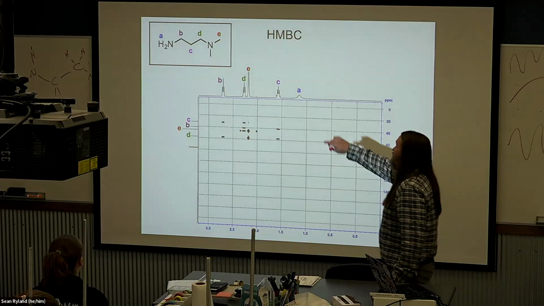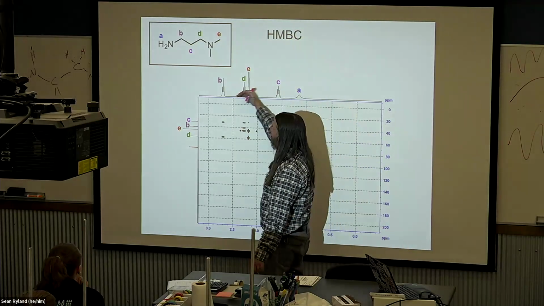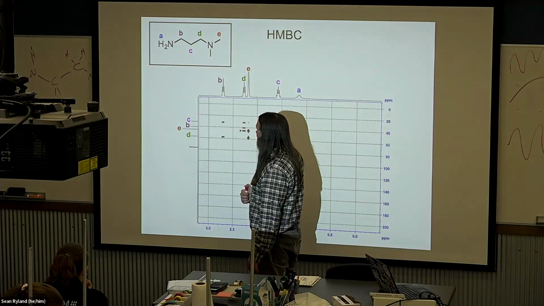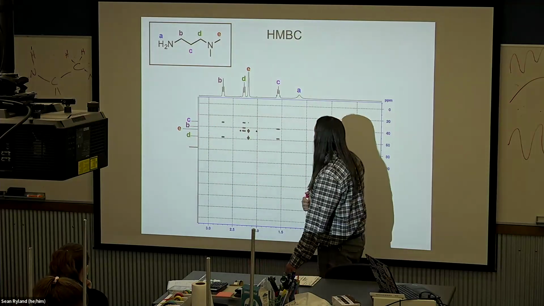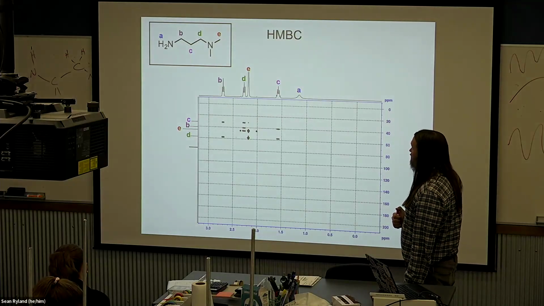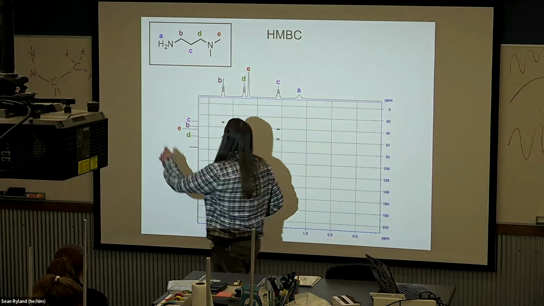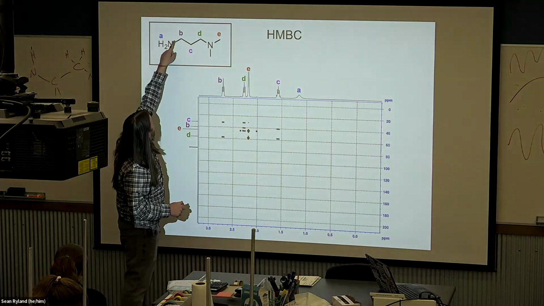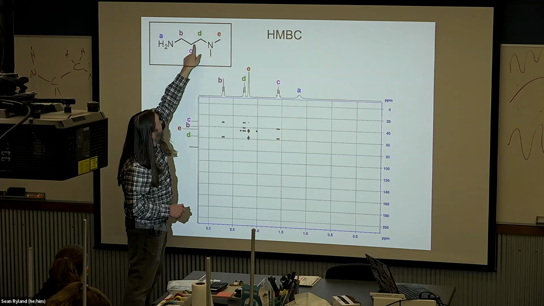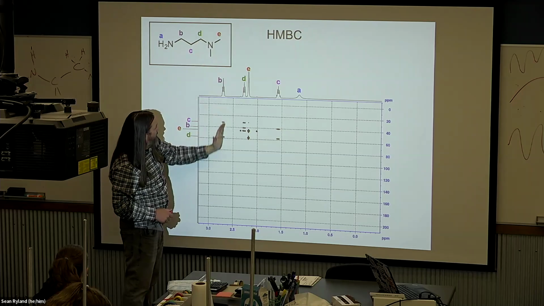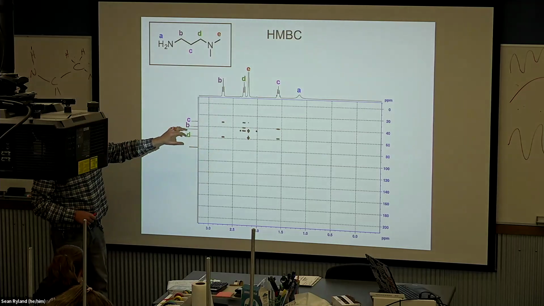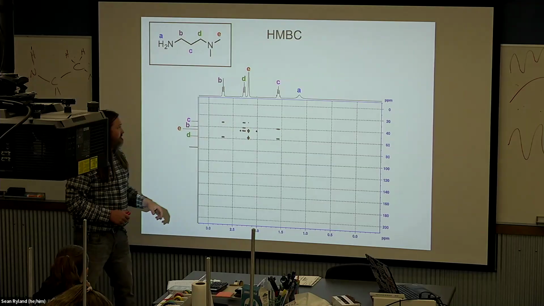But again, if we already know the structure and we've already assigned A, B, C, D, E for protons and C, B, E, D for carbons, this should make sense, right? So B, the protons on B have a carbon 2 bonds away and a carbon 3 bonds away. So C and B should show up here, which is what we see, right? I'm not giving you the zoomed in version yet because I don't want to cover up any of this.